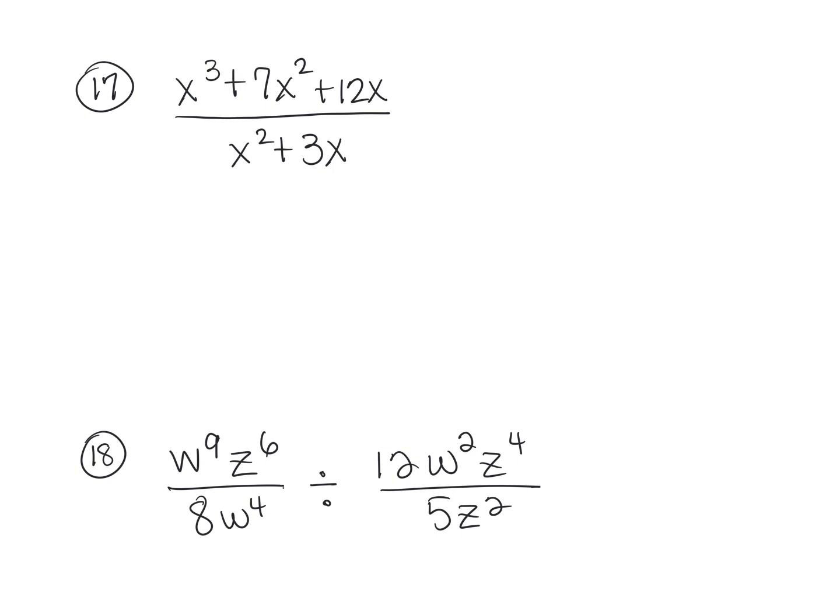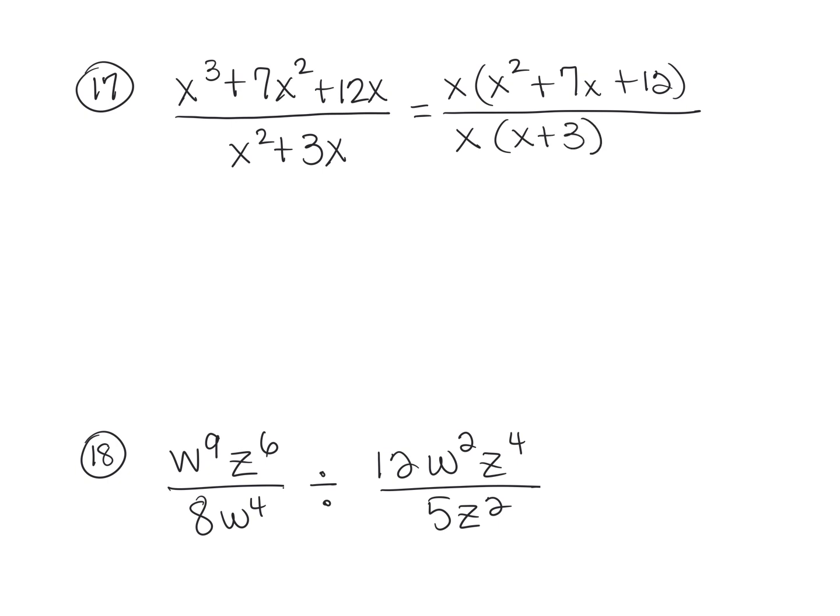17 says to simplify. So again, I'm factoring. So if I look at the top, the first thing I see is that it has a GCF of x. So that puts me down to x squared plus 7x plus 12. And then in the bottom, I also have a GCF of x, and I'm left with x plus 3. So at that point, I know that those x's are gone. They're twins and they're gone, so I'm just going to get rid of them so I don't have to worry with it.